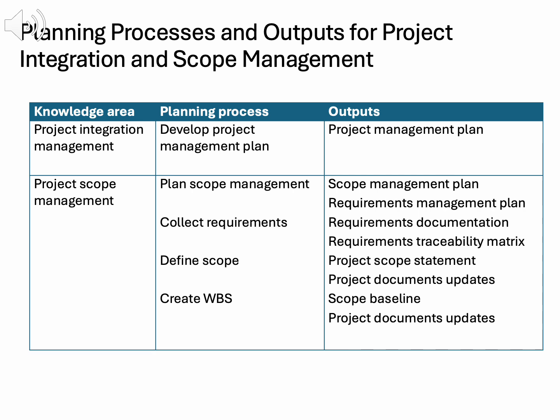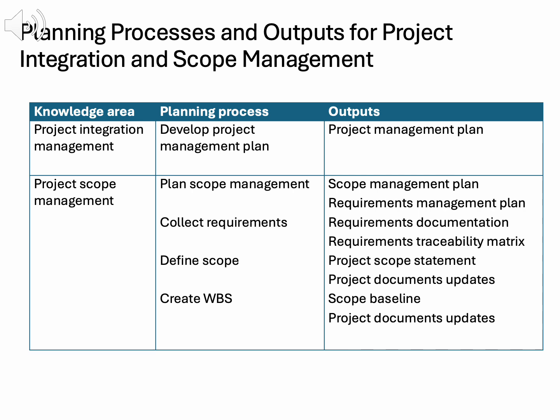Project scope management involves 4 planning processes. First, plan scope management creates a scope management plan and requirements management plan, defining how scope will be managed. Next, collect requirements produces requirements documentation and a requirements traceability matrix, capturing stakeholder needs. Defining scope results in a project scope statement and updates to project documents. Finally, creating a WBS produces a scope baseline, including the WBS and WBS dictionary, detailing all project work.